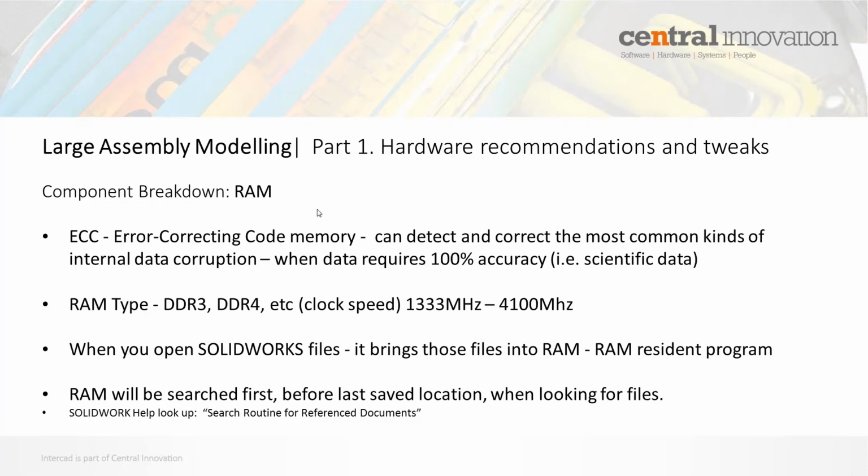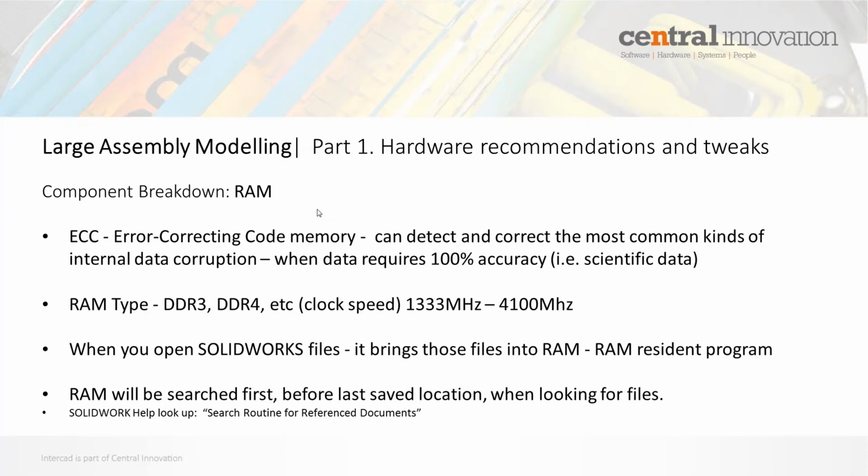Currently there are a couple of different types of RAM, DDR3 and DDR4. The clock speeds for DDR3 vary from about 1333 megahertz up to about 2400, and for DDR4 it varies from about 2133 up to about 4100 megahertz. And obviously the faster the clock speed on your RAM, the faster it's going to work with SOLIDWORKS. So yeah, higher clock speeds are better.